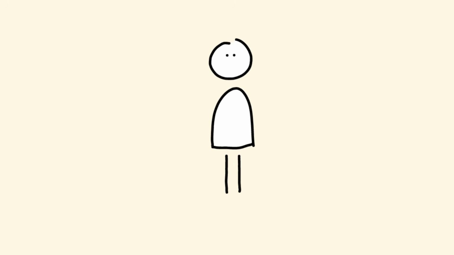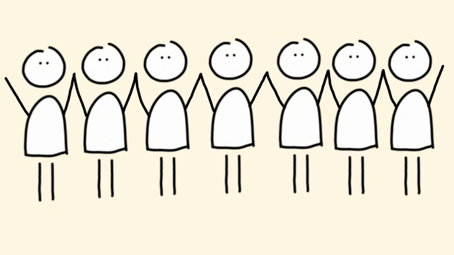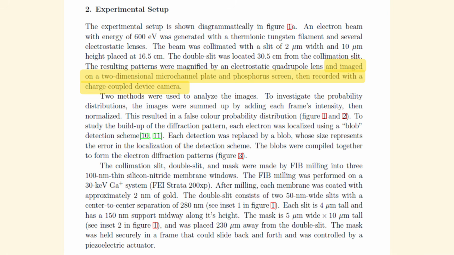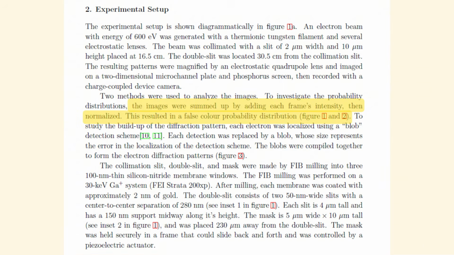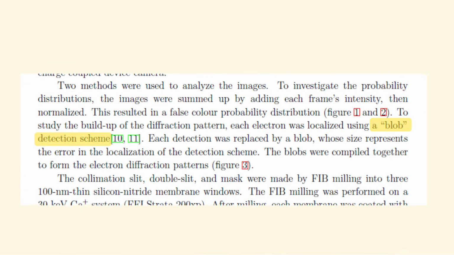Furthermore, a single electron is too faint to detect on its own, so they let it trigger a chain reaction, multiplying that one electron into a burst of electrons. This then leads to a flash of light, and that's what gets recorded. To get these images, they then added and normalized multiple recordings. And to get this building up pattern, they used what they call a plop detection scheme. I don't know what it is, but what a fantastic name!